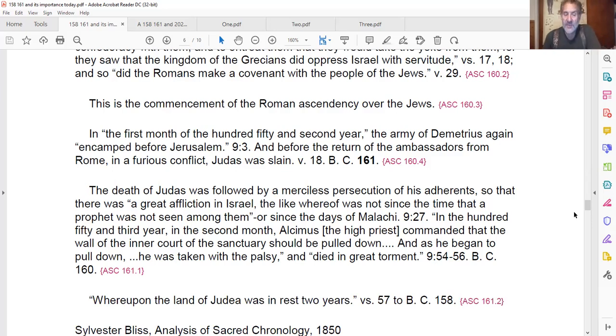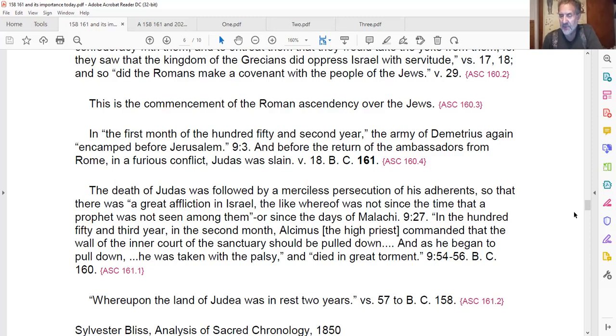The death of Judas was followed by a merciless persecution of his adherents, so that there was a great affliction in Israel, like the whereof was not since the time that a prophet was not seen among them, or since the days of Malachi. In the 153rd year, in the 2nd month, Alcimus the high priest commanded that the wall of the inner court of the sanctuary should be pulled down. And as he began to pull down, he was taken with the palsy and died in great torment.